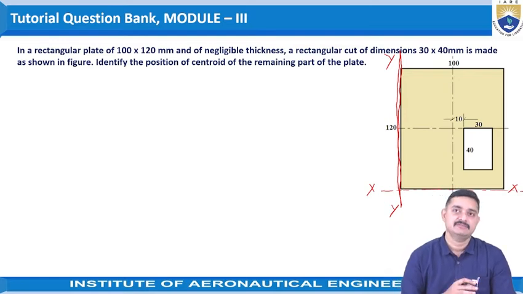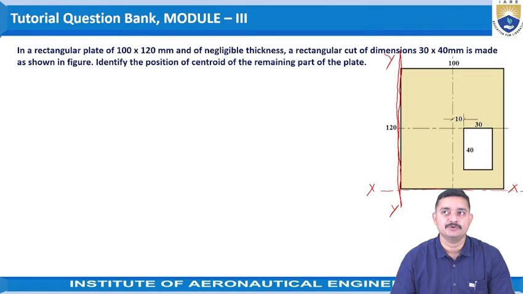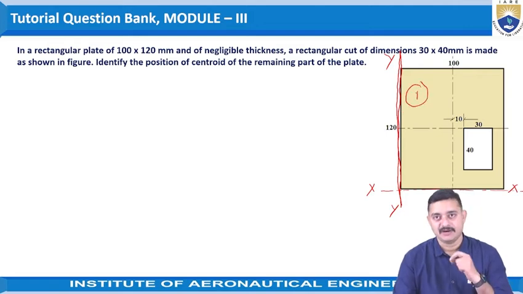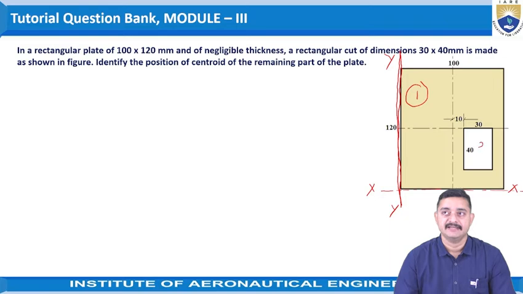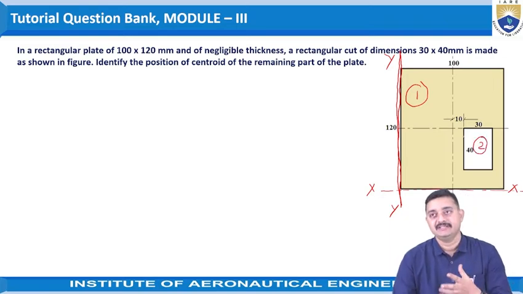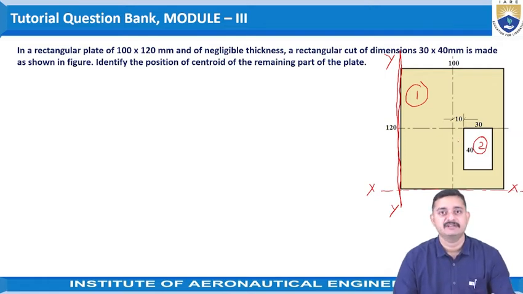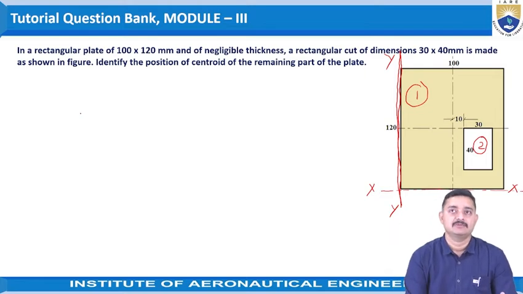As in the previous case, we will first divide this object into regular parts. This object can be divided into one main rectangle as part 1 and one sub-rectangle as part 2. After identifying the centroids of part 1 and part 2, we will subtract the details of part 2 from part 1, so that we get the solution. Right? So now let us start the problem.